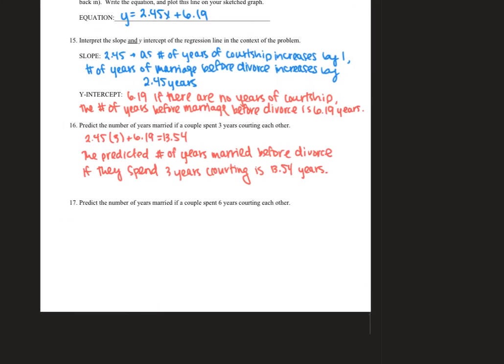And then number 17 is asking you to do the same thing, but instead 6 years, so 2.45 times 6 plus 6.19. We plug that in, we get 20.89. And then what you want to do is write it in context like you did for number 16. I'm just not going to write it again because I'm too lazy to. So you would say the predicted number of years married before divorce if they spend 6 years courting each other is 20.89 years.